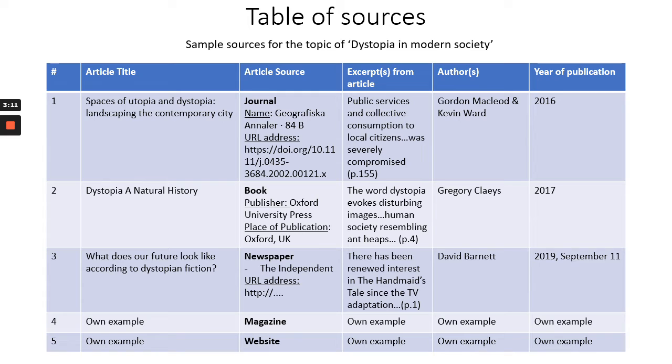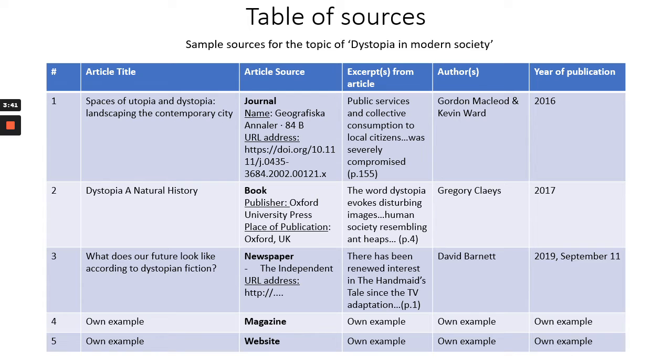So you move on to the next article that you found, Dystopia: A Natural History, which is from a book. You write down the publisher, the place of publication, interesting excerpts. The word dystopia evokes disturbing images, human society resembling ant heaps, page 4. Author, Gregory Claeys, year of publication 2017.